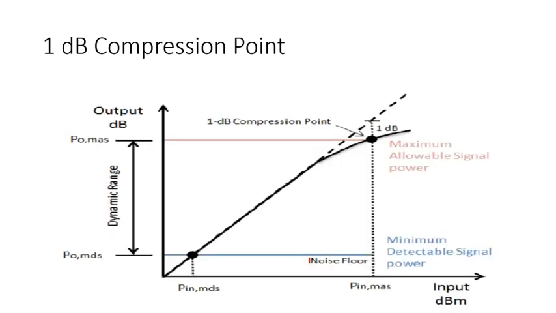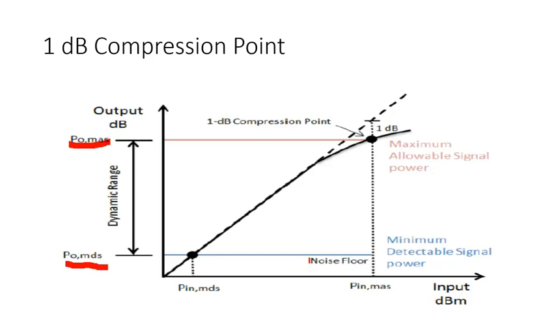Now if you see the graph between the output power and the input power, you will see 4 different threshold points. POMDS is the minimum detectable output power. POMAS is nothing but the maximum allowable signal. PIN-MDS is the minimum detectable input signal, and PAMAS is nothing but the maximum allowable input signal.